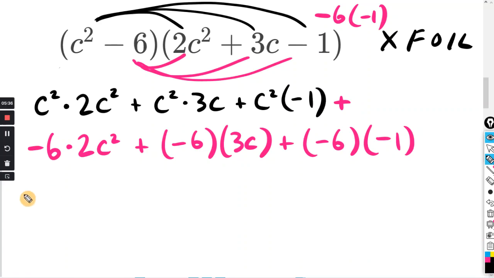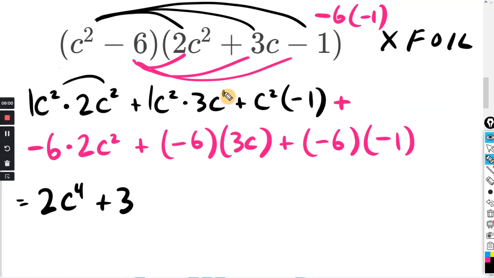So again, keep the coefficients separate. If there's no coefficient, it's automatically a 1. So 1 times 2 is 2. C squared times c squared, you just add 2 plus 2, so it's going to be c to the 4th. Again, there's a 1 here, so 1 times 3 is just positive 3. And this is c squared. This is c to the 1st power. When there's no exponent, it's to the 1st. 2 plus 1 is 3, so that's c to the 3rd.